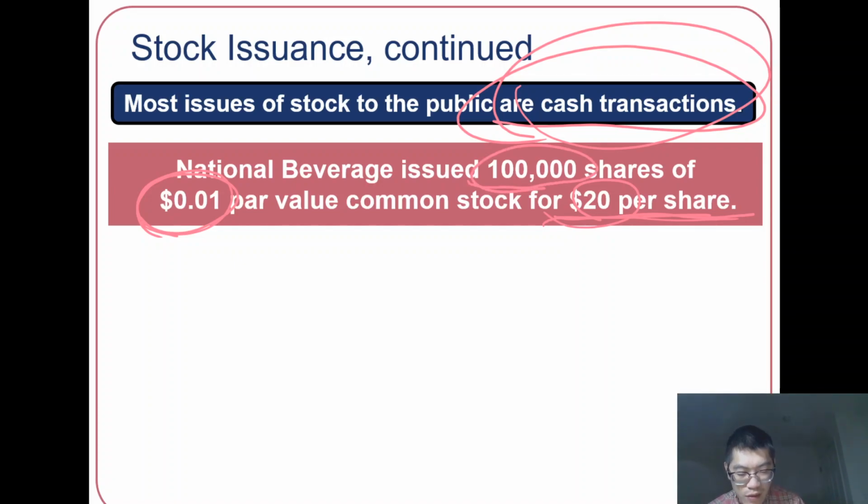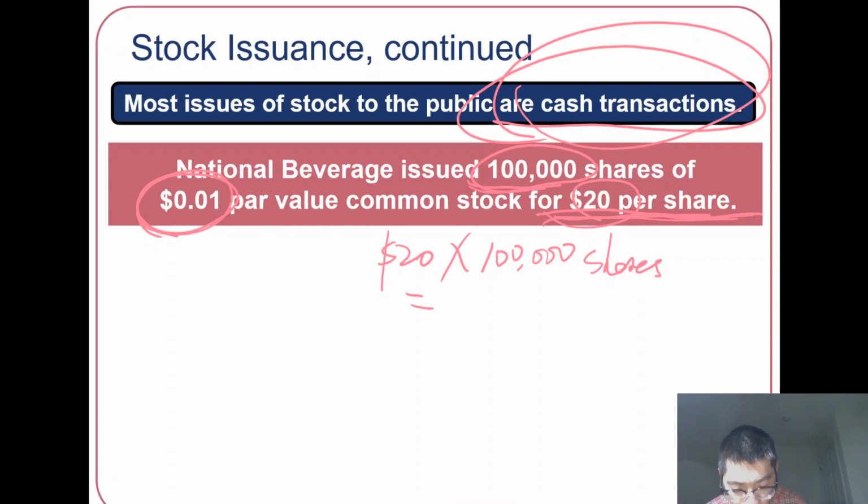So we issued 100,000 shares, and the investors on the market will have to pay $20 per share to own these 100,000 shares. In total, how much cash did we obtain from issuing these 100,000 shares? That is 100,000 shares times $20 per share. So in total, we will receive $2 million.